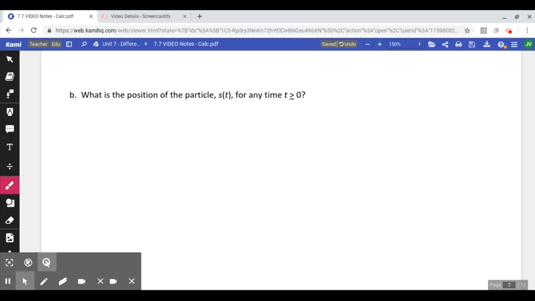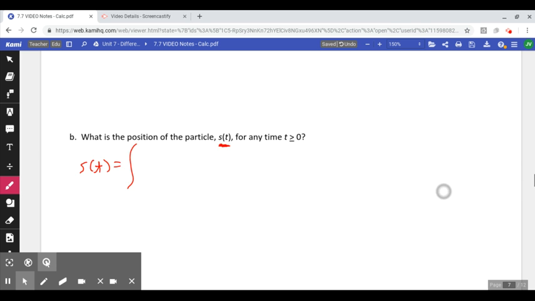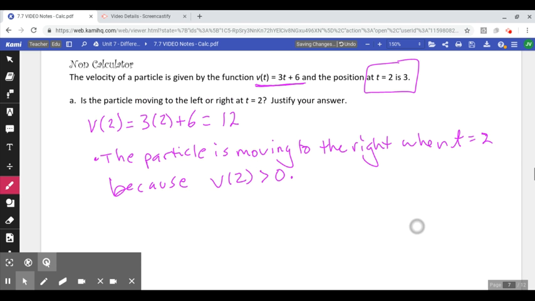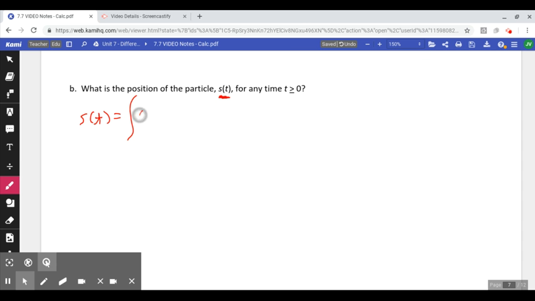We'll move on to the next part here. So here we're asked about the position of the particle. What is the position of the particle for any time t greater than 0? And we're actually given a function notation for this. If you're not given function notation here, you can go ahead and define your own. But here we've got s of t. So to find s of t, we're actually going to want to find the integral of, or the antiderivative of, the velocity function. So we'll write that like this. We'll say s of t is equal to the integral of v of t. Just to remind myself what that is, it's 3t plus 6. And we need our differential here, dt.